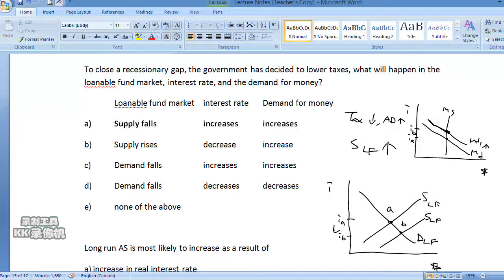Actually, that's all we need to answer this question. We do not need to go any further. I don't want to make it too complicated. So here, loanable fund market supply will increase. So that is not true. So supply rises, interest rate will fall, and the demand for money increases. So the correct answer is B, not A.